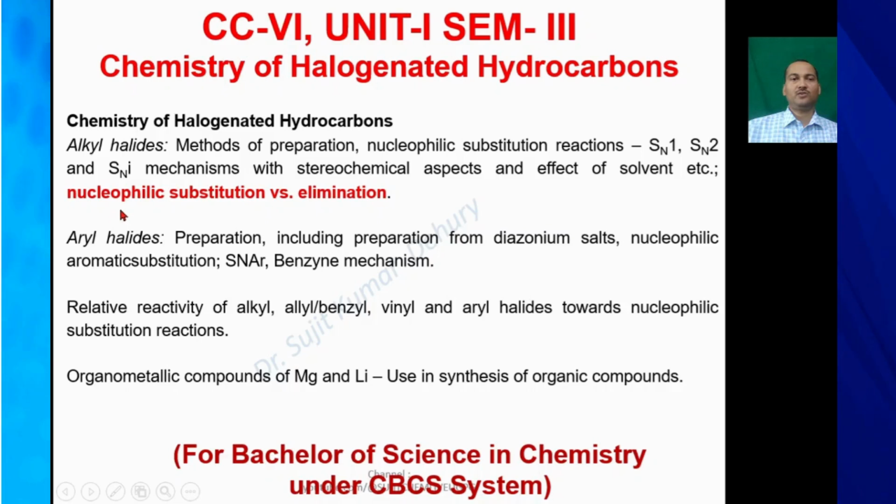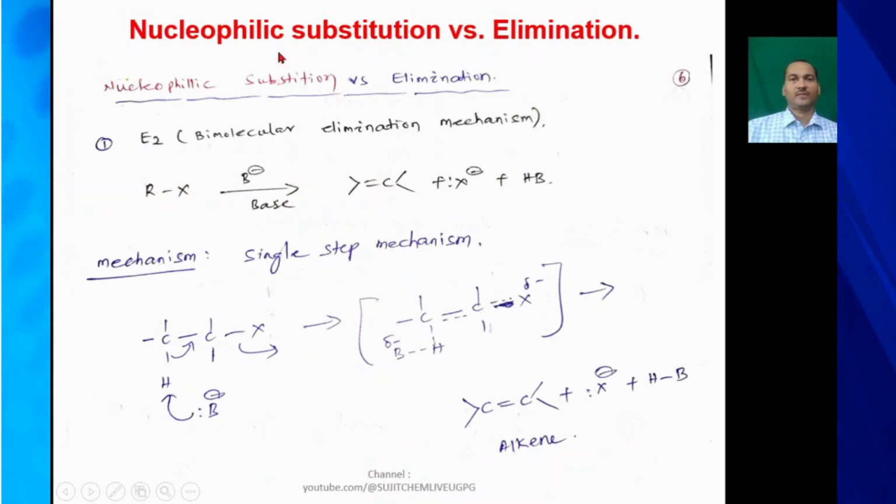So today we are going to talk about nucleophilic substitution versus elimination. Let's talk about the elimination reaction. E2 means elimination bimolecular. Here is the example. If you start with the alkyl halide RX and give a base B minus, you will end up with alkene plus X minus and HB.